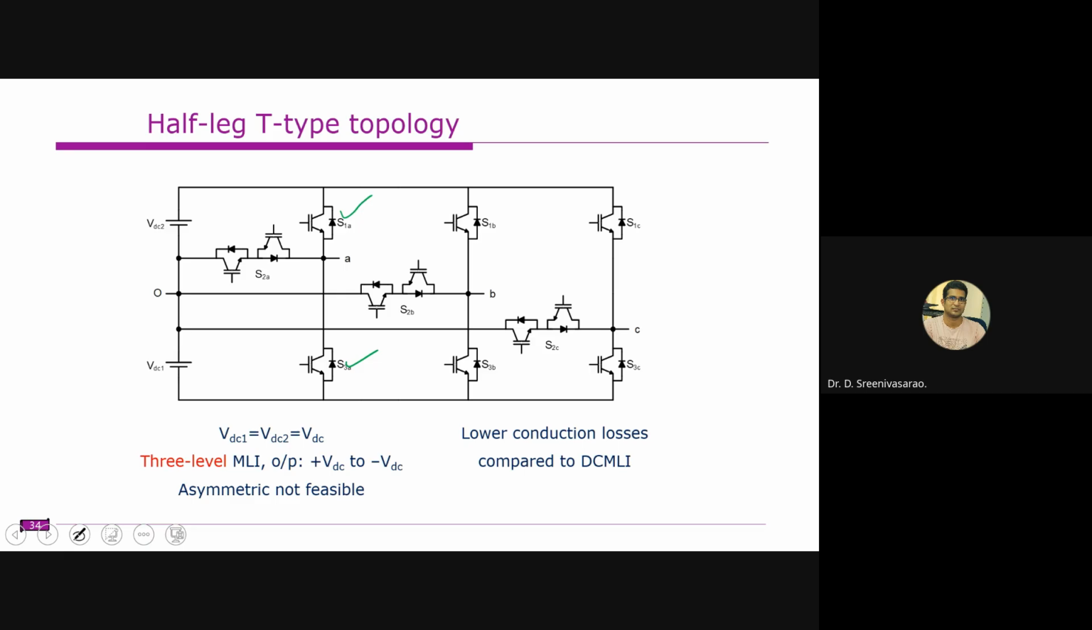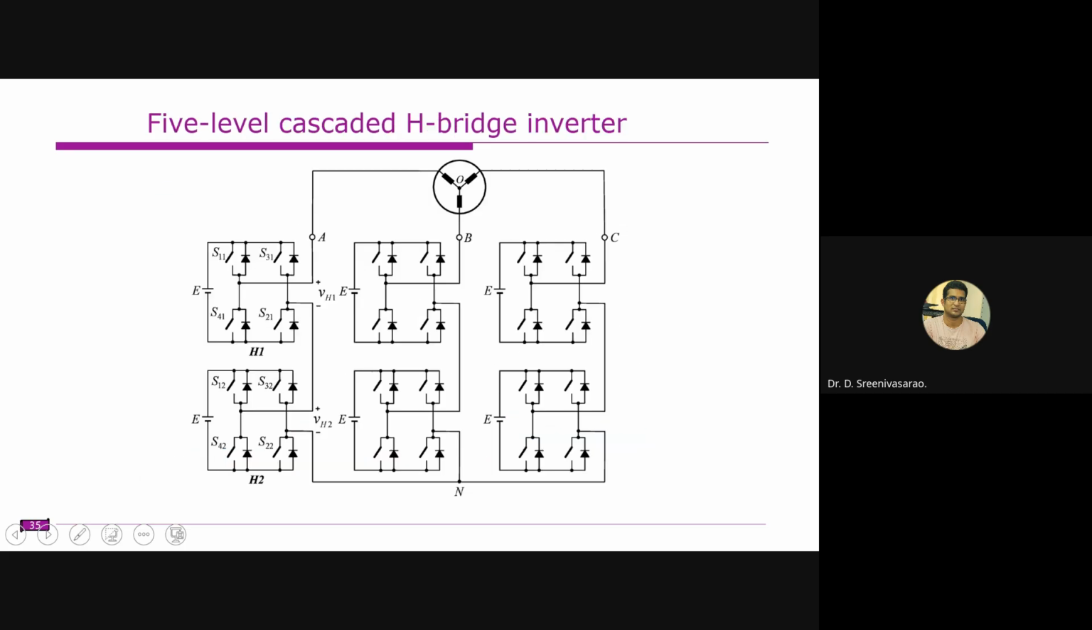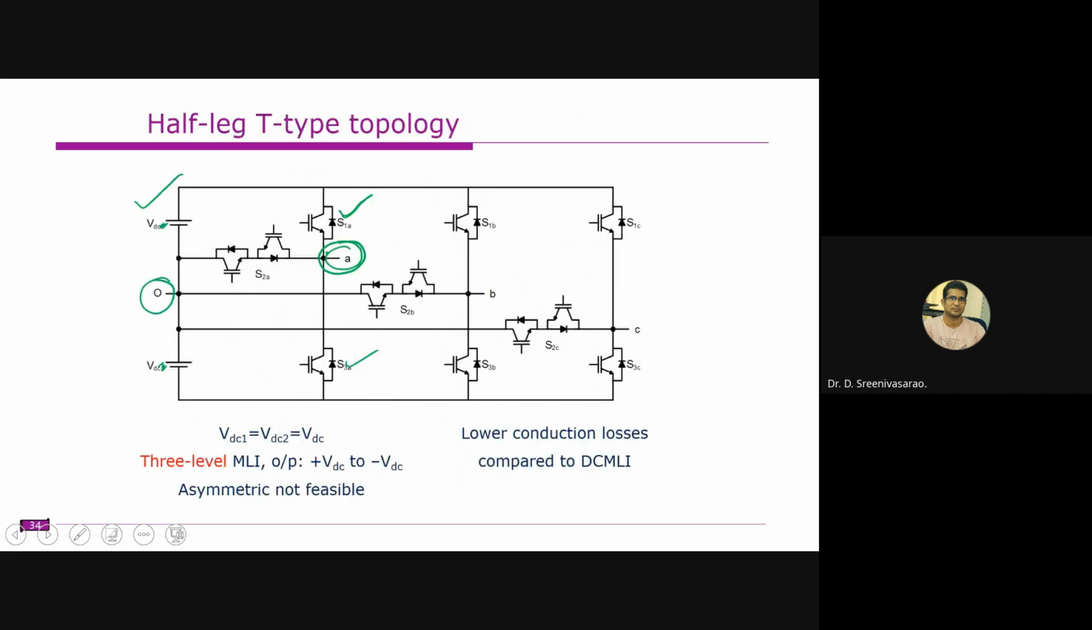Now the point is that this switch and this switch are complementary. The operation is pretty simple. When this switch is on, measuring the voltage between A and 0, you will get the VDC voltage. Let us assume this is also VDC. If you turn on this switch, you will get the other VDC voltage. Depending on the current direction, we can control it.